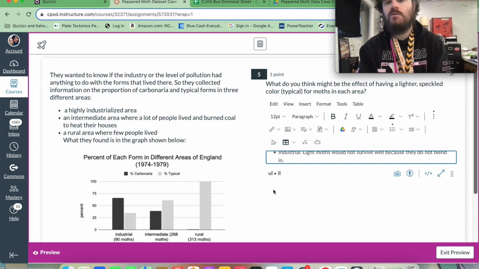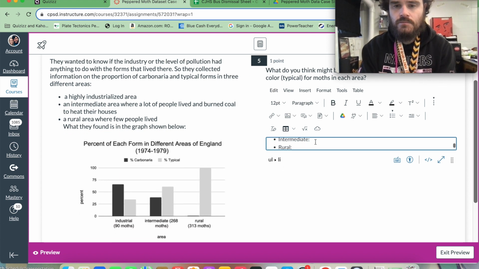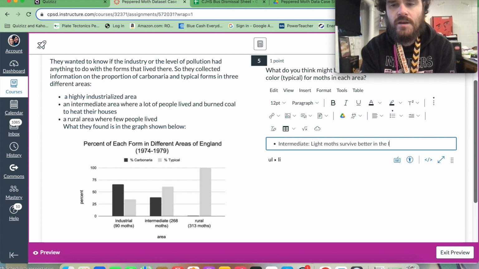I'll just do number 5 with you. So, in an intermediate area, would they survive pretty badly, or would they have a little better survival? What do y'all think? Based on that graph, would they survive really badly, or would they be a little better? Intermediate. So if you said they'd survive better, you're right, because if you look at the graph here, they survive a little better there. So I would say light moths survive better in the intermediate environment.